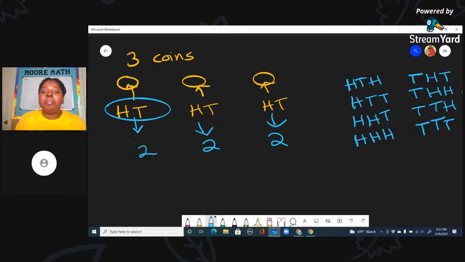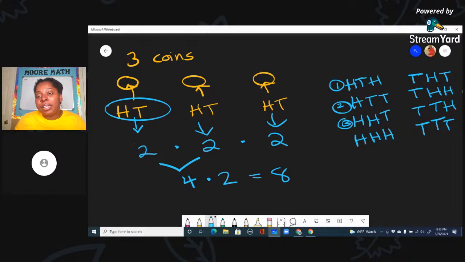And what can we do to multiply? Oh, I just gave the answer. What can we do with these to find out the total possible outcomes? Multiply them. Good. Okay. 2 times 2 is? 4. And 4 times 2 is? 8. And look, it's the same amount that we just listed. Okay, there's 4 in this column, and there's 4 in this column. You see? And so we have 8 possible outcomes.